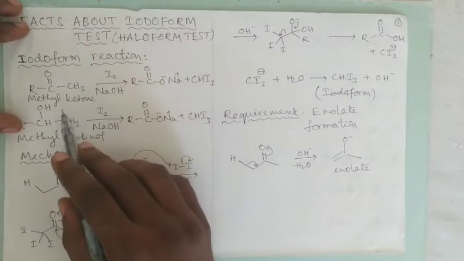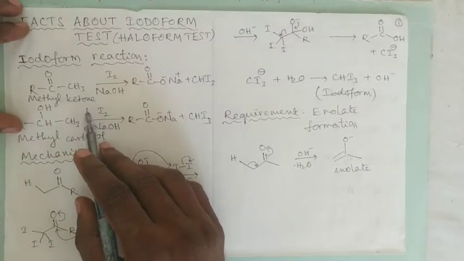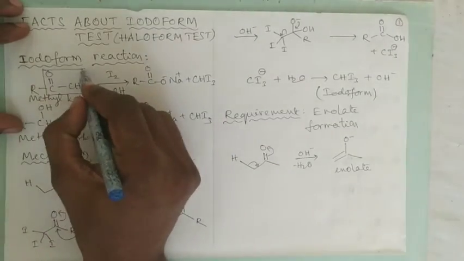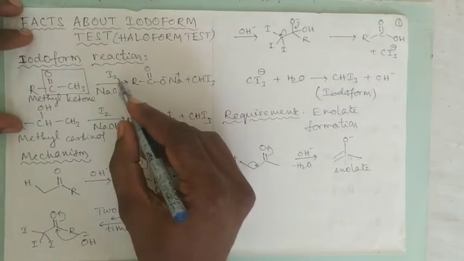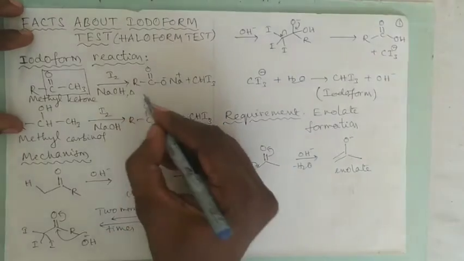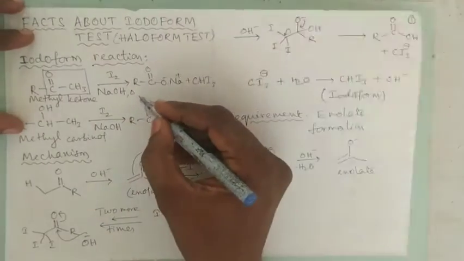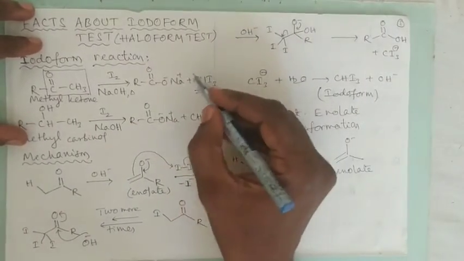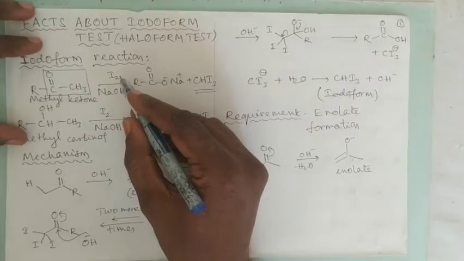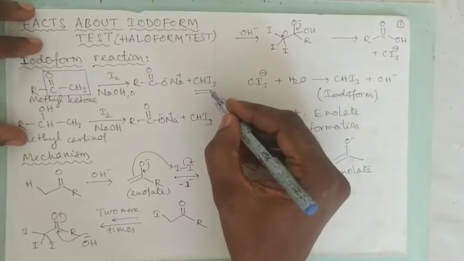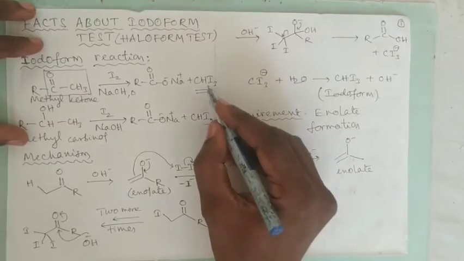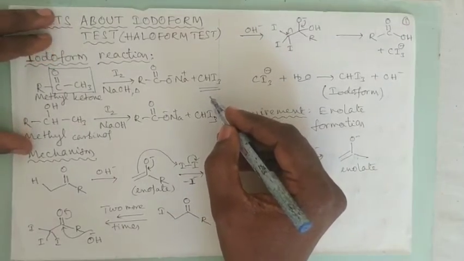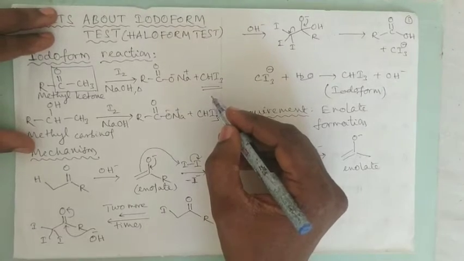In the iodoform reaction, methyl ketones, COCH3 compounds, react with iodine in the presence of sodium hydroxide, and when warmed they give iodoform. In place of iodine, if you take any other halogen, we get a haloform. If it is iodoform, we get a yellow colored precipitate. So this is also a test for the presence of the COCH3 group.